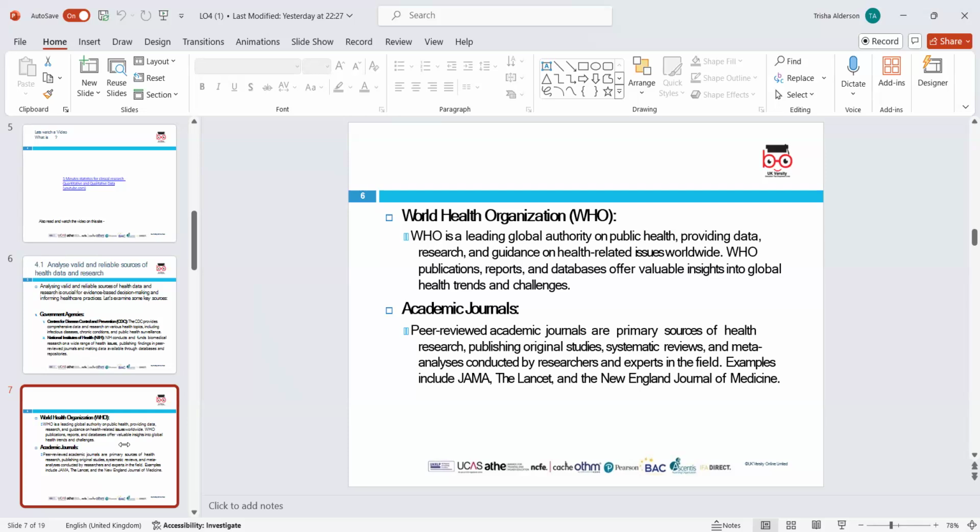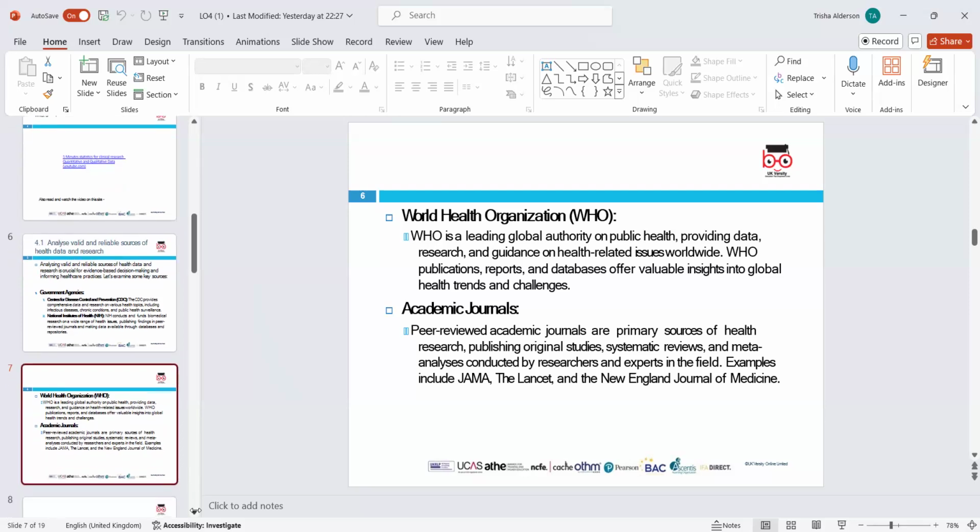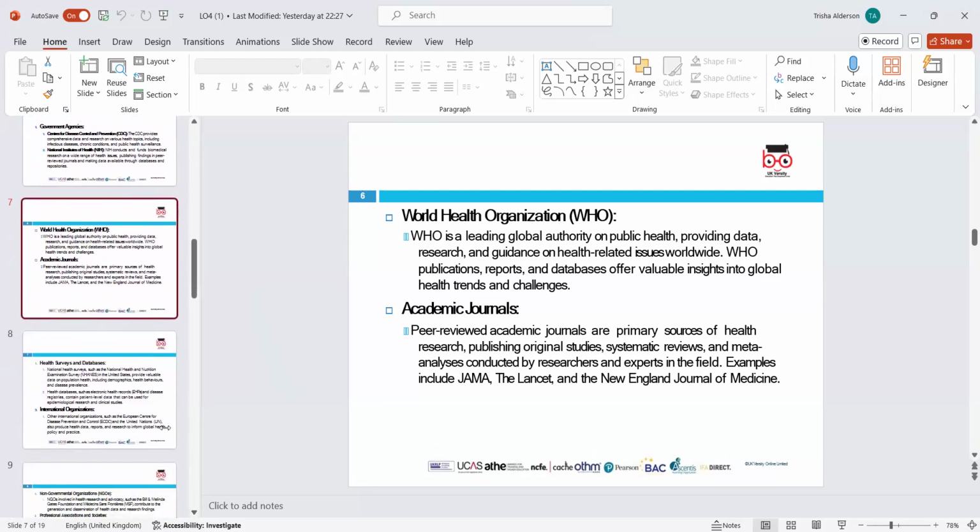A really good, important place to look for information on research is academic journals. Peer-reviewed academic journals are primary sources of health research, publishing original studies, systematic reviews, and meta-analyses conducted by researchers and experts in the different fields. Examples of the different journals are JAMA, the Lancet, and the New England Journal of Medicine. They're always worth looking at. The journals are always really important. You get lots of information from them.